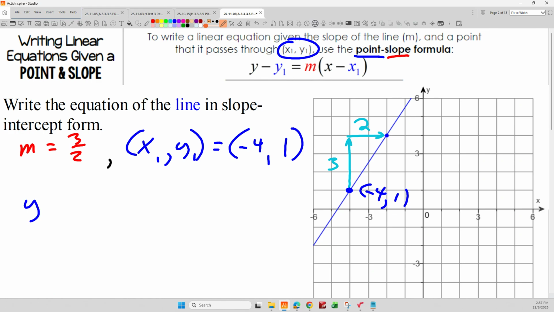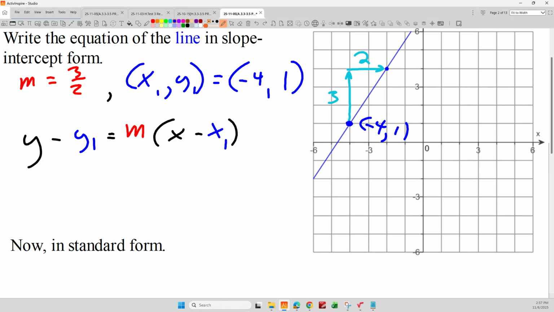So we always start off with our formula. y minus y1 equals m times the quantity x minus x1, and we'll just plug numbers in. So what numbers go where? What goes in for m? Yeah, so 3/2 is the value we're plugging in for m. What value are we plugging in for x1? -4. What value are we plugging in for y1? 1.